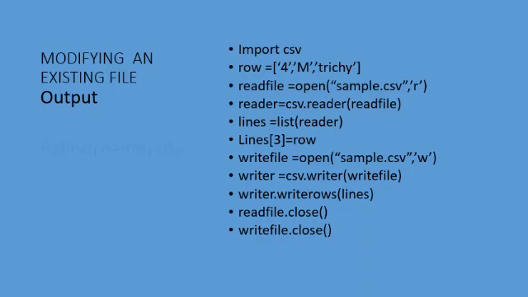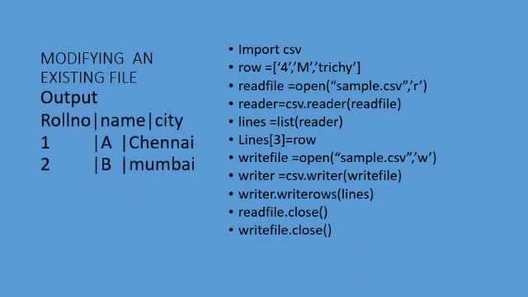Now see the output for this. First one: roll number, name, city. It's the heading I have given. Then next row 1, A, Chennai, next row 2, B, Mumbai, next row 3, C, Chennai, next 4, M, Trichy. So here in the 4M Trichy row, I had given some value already. Now it is changed with the new value. This is called modifying an existing file.